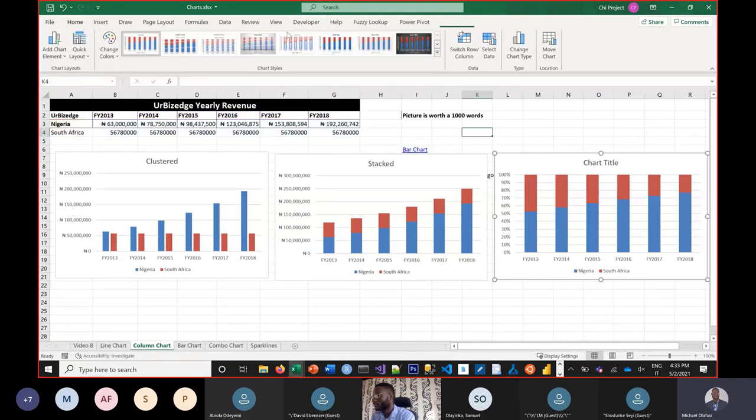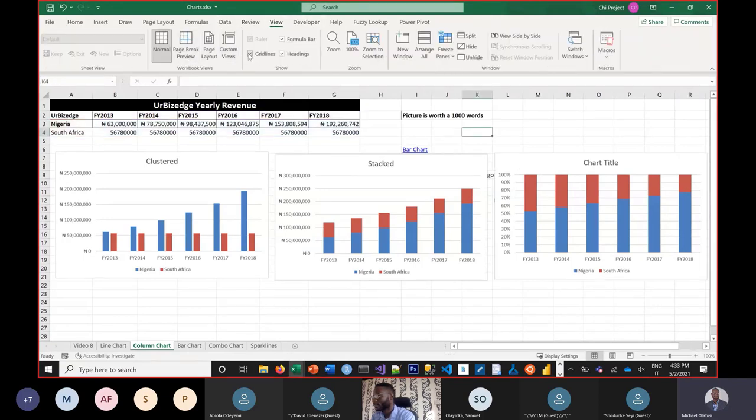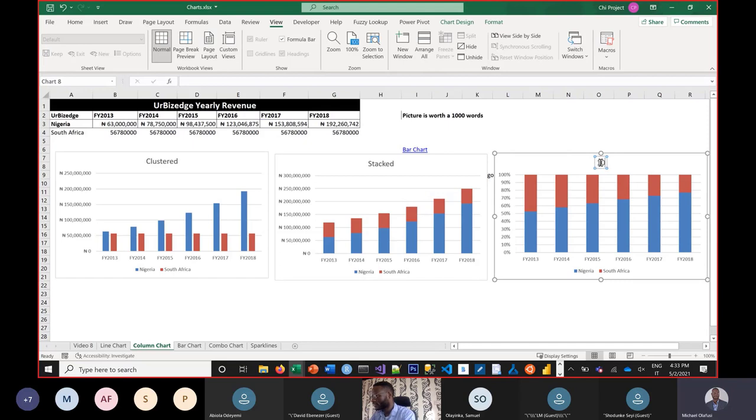Let me turn off grid lines in my work. Good. So things look a little neater. 100%. All right, so let's explain what you are seeing. Clustered, everybody is plotted on their own dedicated bar. So Nigeria has its own bar, South Africa has its own bar for every year category.